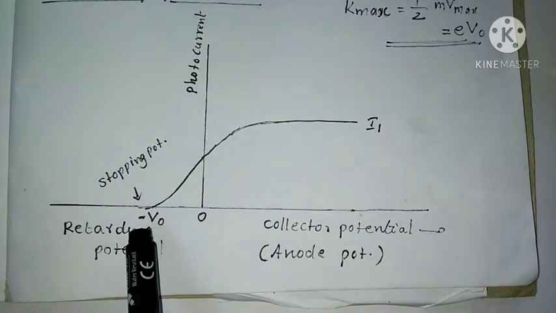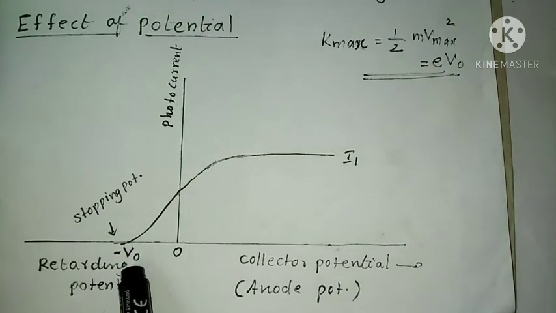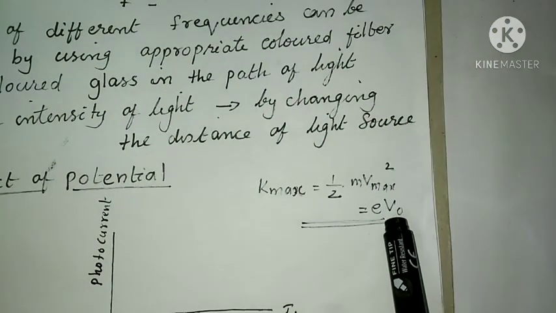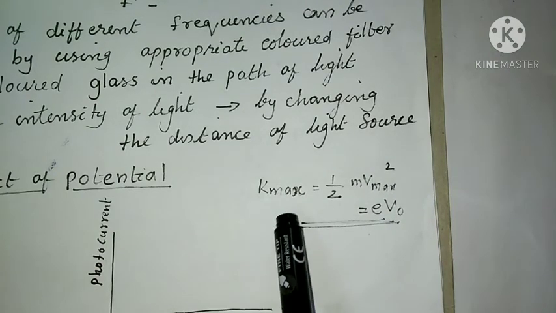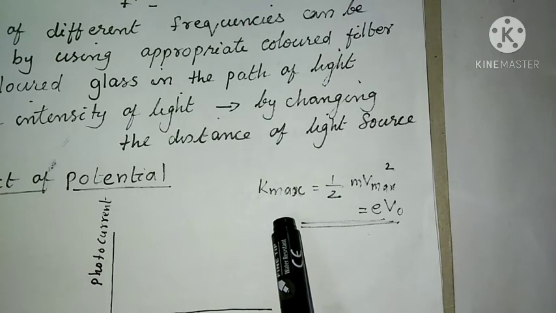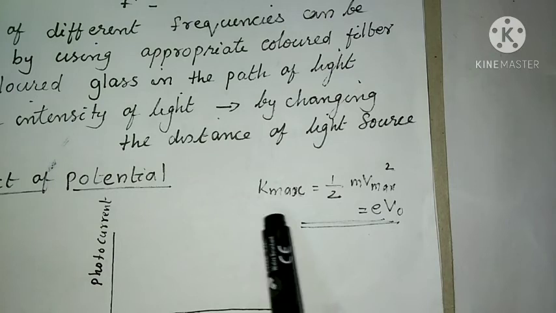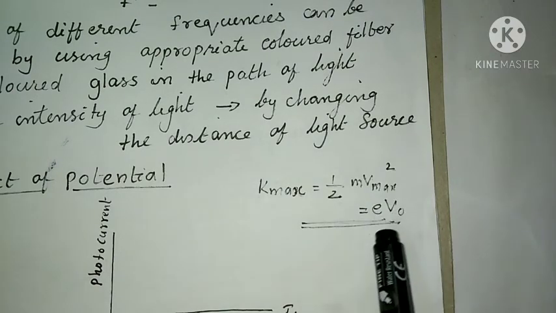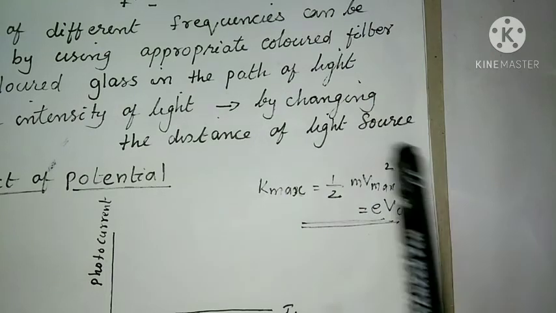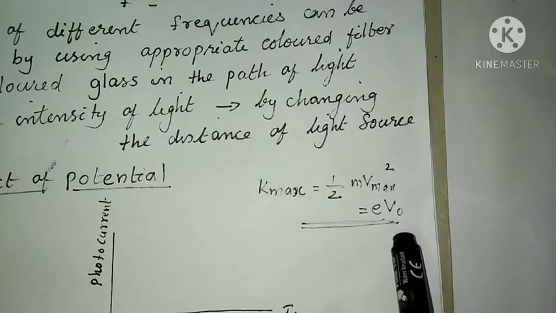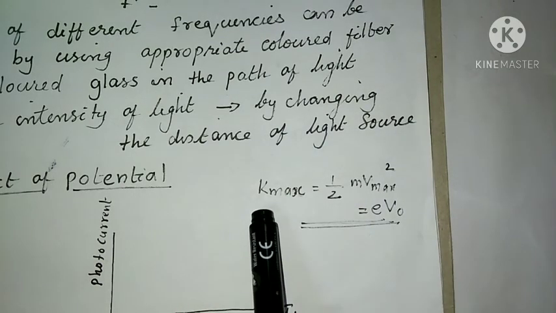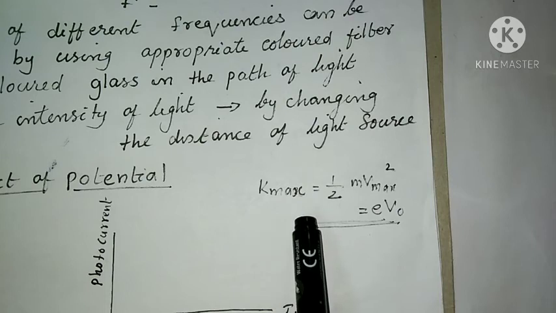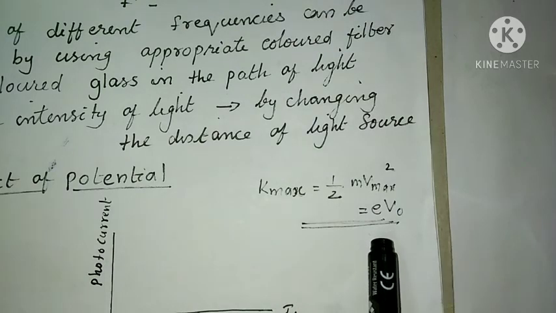So at the stopping potential V0, no electrons are emitted. The work done by the stopping potential is equal to the maximum kinetic energy of the fastest electron. So we can write K maximum equal to half mv square equal to eV0. At this condition the photocurrent is zero. The condition is that the maximum kinetic energy of the electron must be equal to the work done by the stopping potential.